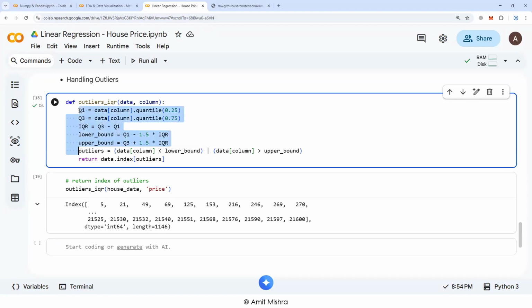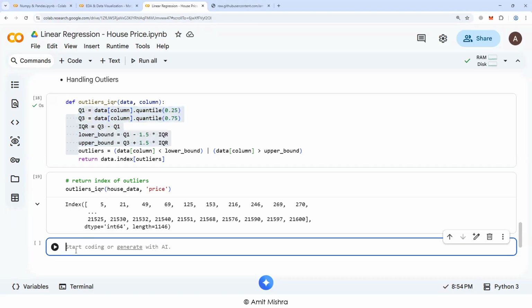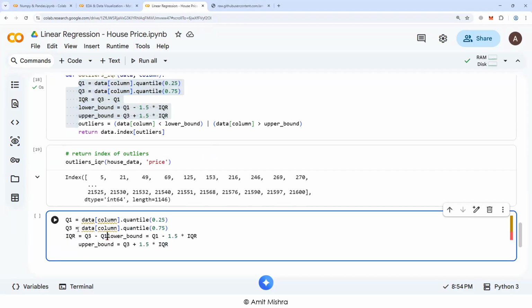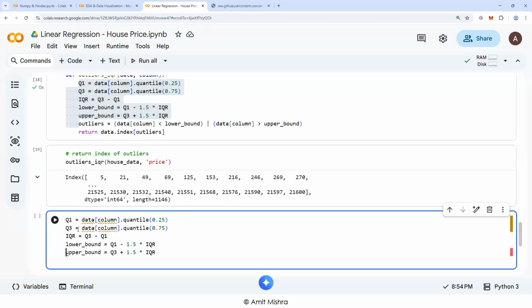Let's just copy paste all these four lines. Let's replace data with the house data, and the column we are targeting is the price, because price has to be converted into a normal distribution, and from the price only we have to handle the outliers.